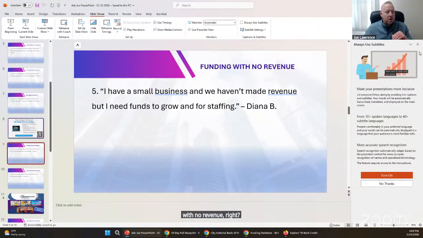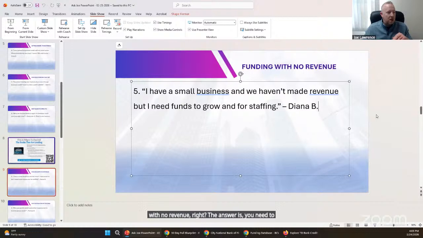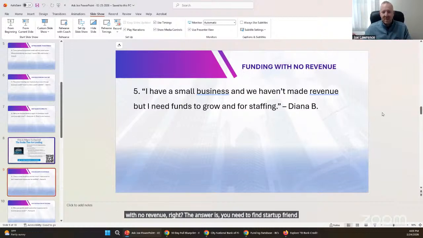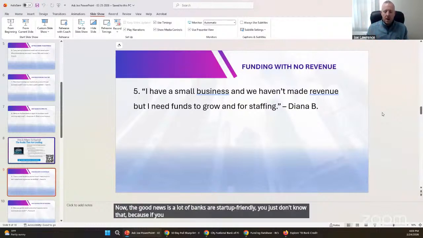The answer is you need to find startup friendly banks. Now, the good news is a lot of banks are startup friendly. You just don't know that because if you call 10 banks, 9 of them will require tax returns. 1 out of 10 is startup friendly and allows projections. And you should do a business plan also. It will definitely make things easier.